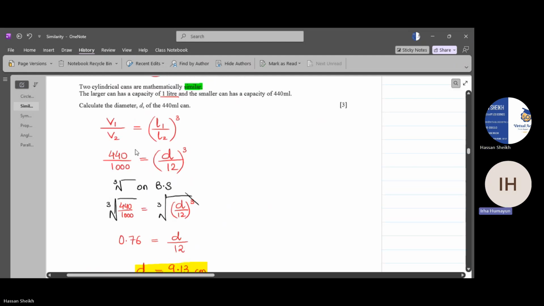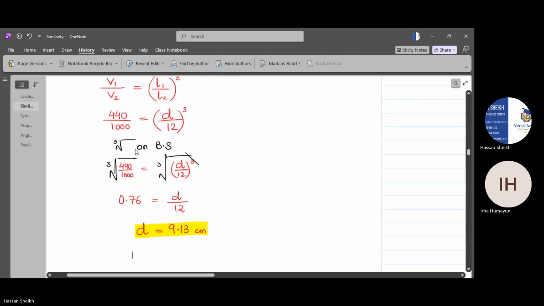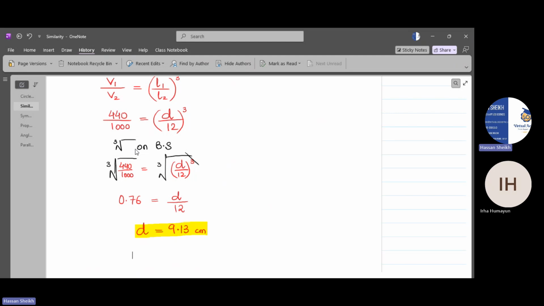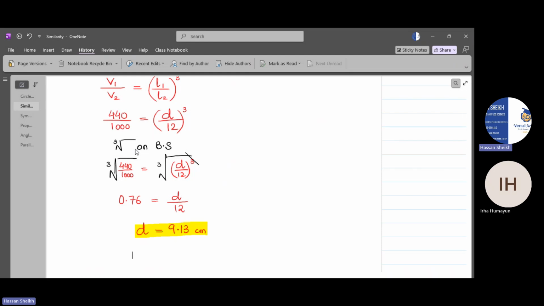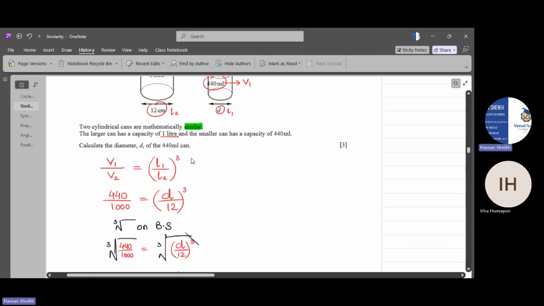Okay. Yes. Let's check the last time. I need to check the values just to make sure we didn't make any mistake while calculating with the calculator. So yes, that's 0.76. The cube will be removed with the cube root and it will be multiplied with the 12 to get, yeah, 9.13. Any doubt? No, sir.